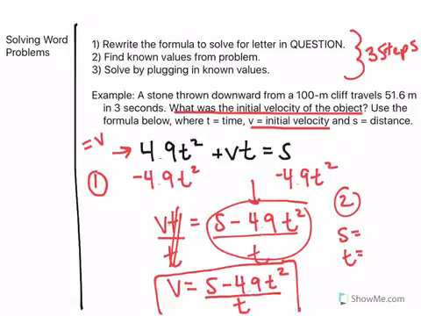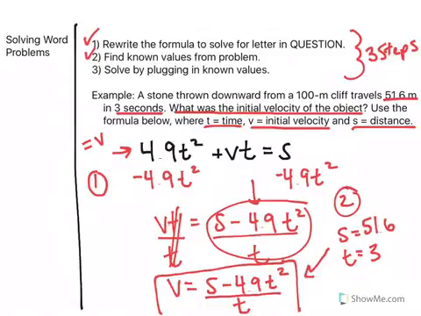If I look up here at the problem, I see it says that t equals time. The problem says that time is 3 seconds, so t must equal 3. And it also says that s equals distance. Well, it says that the stone traveled 51.6 meters, so that must be my distance. So we've completed step 1 and step 2. Now we solve just by plugging the values in.